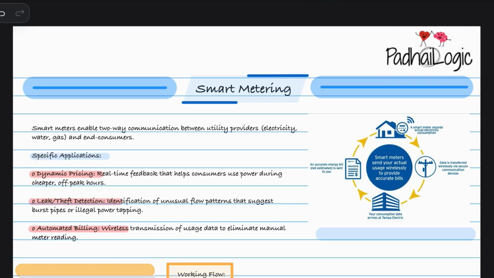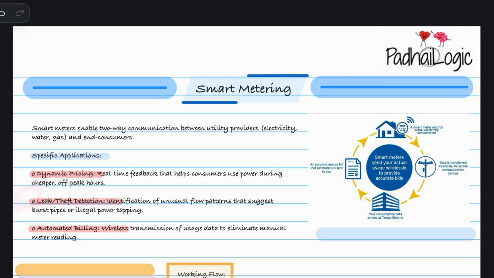There is dynamic pricing. So instead of a flat electricity rate, the utility provider updates the pricing, all right, throughout the day. So the consumer can see on their phone exactly when the power is cheapest, all right, and schedule the heavy appliances like washing machine or EV charging during those times.